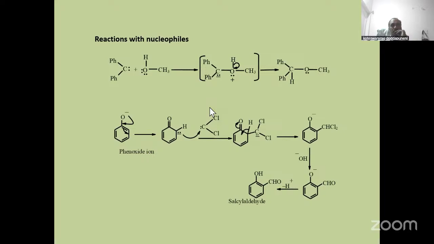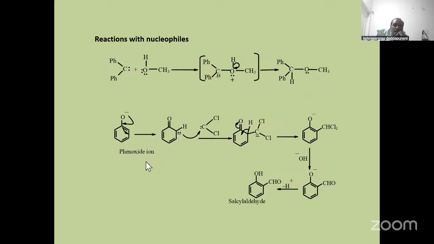Next, reaction with nucleophiles. This is methanol. It can donate a pair of electrons. It is donated to the carbene, which has a vacant orbital. This pair of electrons is donated into that vacant orbital on carbon, which leads to formation of a carbon-oxygen bond. Simultaneously, after donation of this pair of electrons, the oxygen gets a positive charge. This positive charge is neutralized with the elimination of a proton. Then that leads to formation of the ether product.